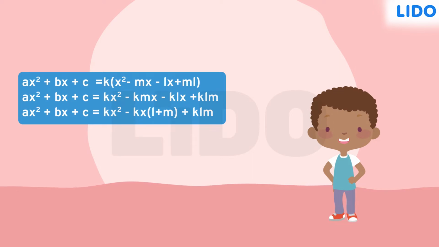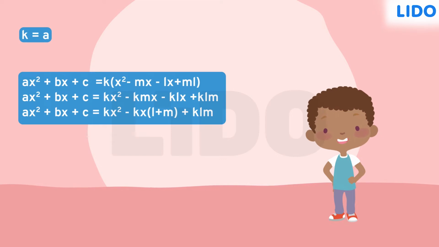Now, let's compare the coefficients of the terms on both sides of the equation. The left-hand side coefficient of x squared is a, and the right-hand side coefficient of x squared is k. Thus, k is equal to a.